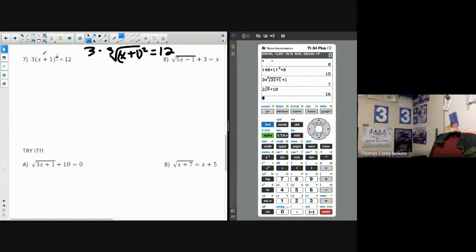Okay, we still want to isolate the exponential part first, just like we would the radical part. So divide both sides by 3 first. That gives me x plus 1 raised to the power of 2/3 equal to 12 over 3 is 4. Okay, at this point, again, you're thinking multiplicative inverse, right? So 2/3 times what equals 1? Then you just do the reciprocal, right? So that tells me I want to raise everything to the power of 3 over 2.